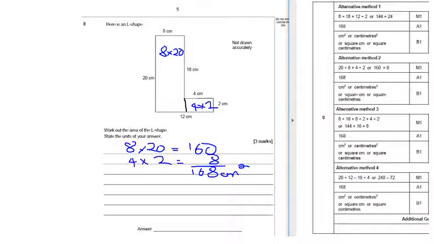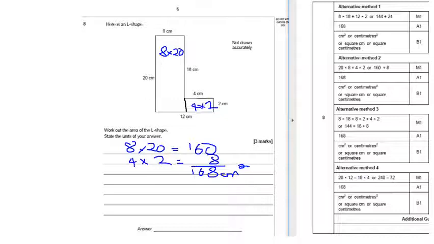Okay, looking here, not really sure what's going on. So here, this is a question where I've been saying, always show your units. So this question, you get 1 mark for saying cm squared. Okay, so it's saying if you got 168, that's worth 2 marks.